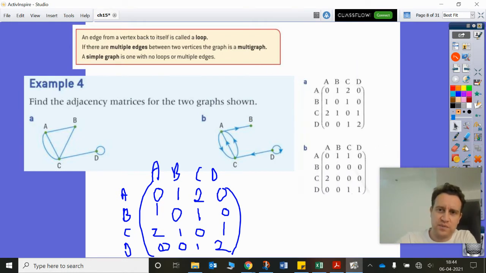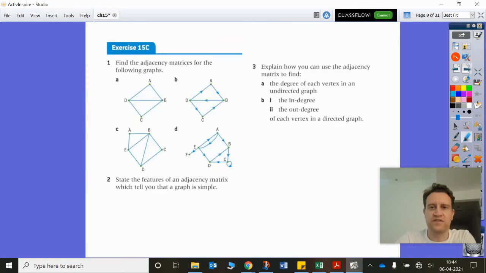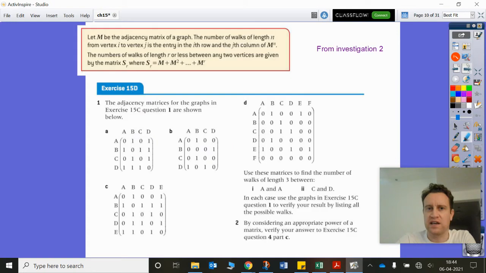But you can get some practice making some of these yourself. You can see the only difference here is that we've got directed lines. So although it's kind of similar, with this one we've got A to B, so A to B is allowed, but we do not have B to A. That is not allowed because there is no direction that's allowed in that way. Okay, so that's 15C. You can have a go at the exercise in that case.